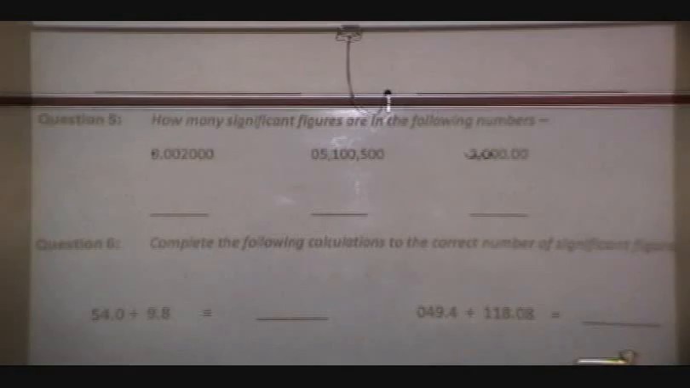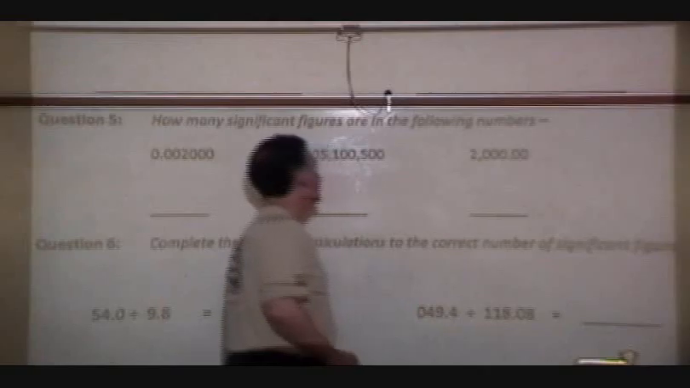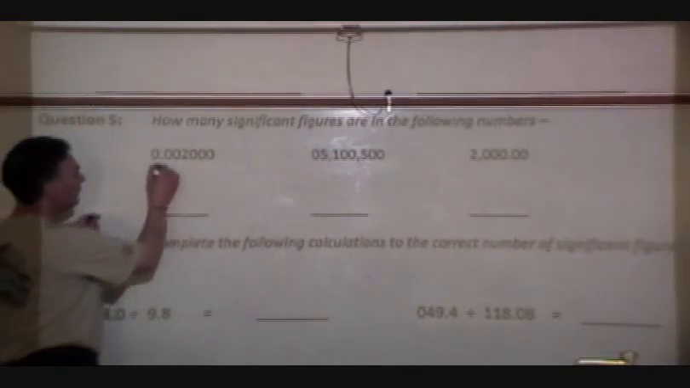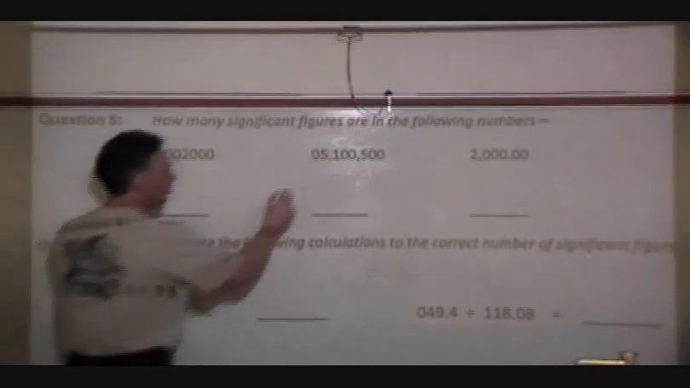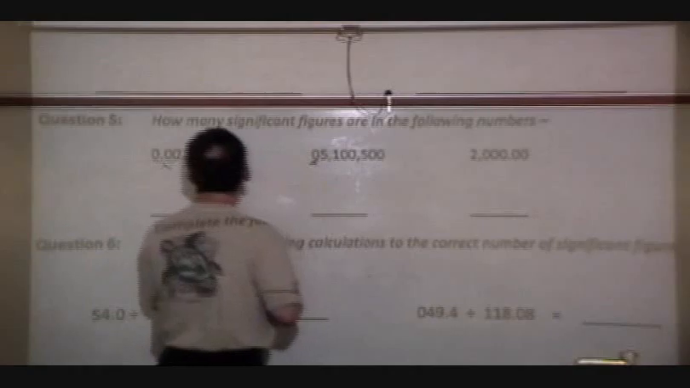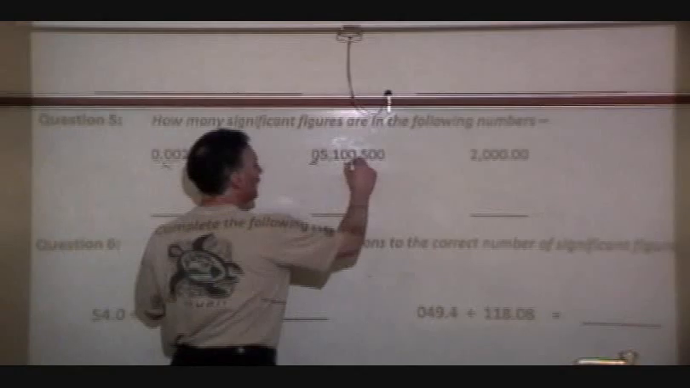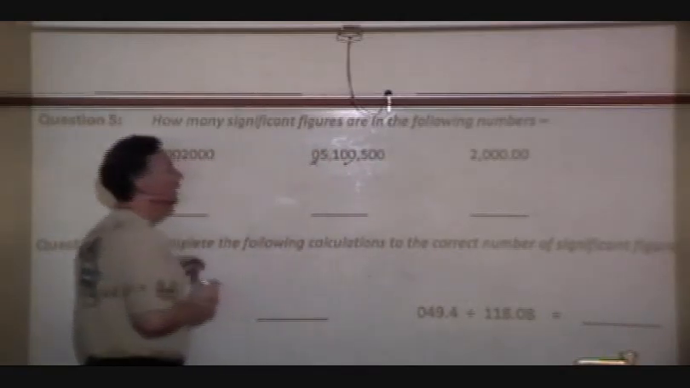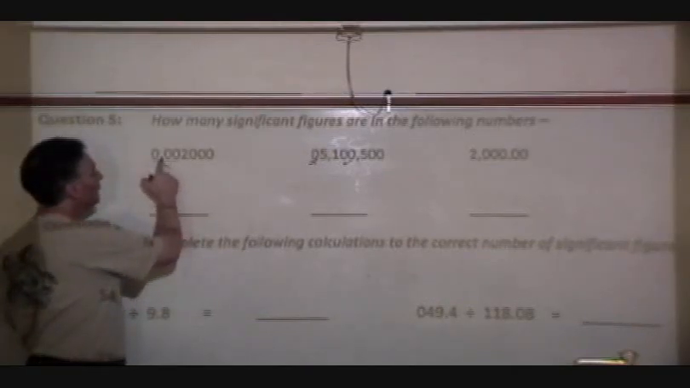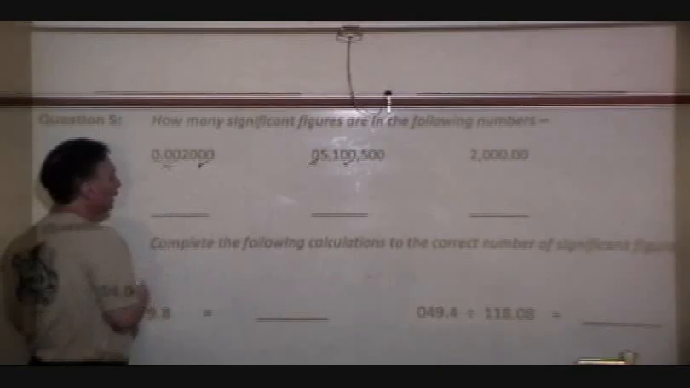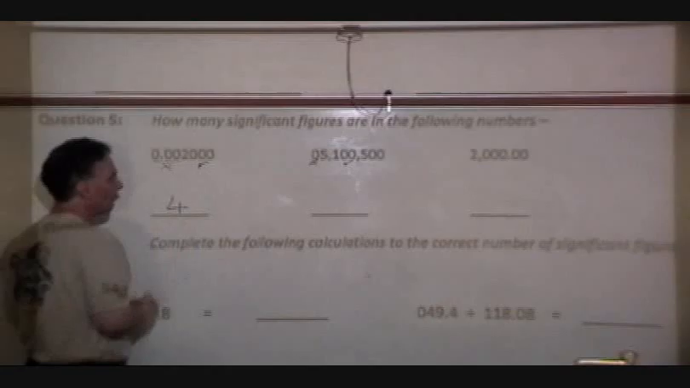Question 5. How many significant figures are in the number? So remember, zeros at the beginning are never significant. Never, never significant. A big no there. Zeros in the middle are always significant. Okay, so we like those ones. And zeros at the end are only significant if there's a decimal place. There is a decimal place, so these zeros at the end are significant. It gives us 1, 2, 3, 4 significant figures.